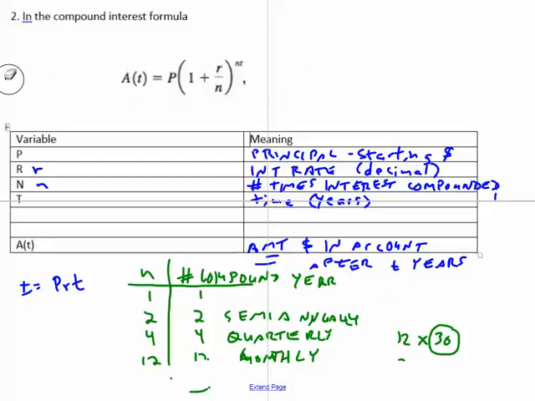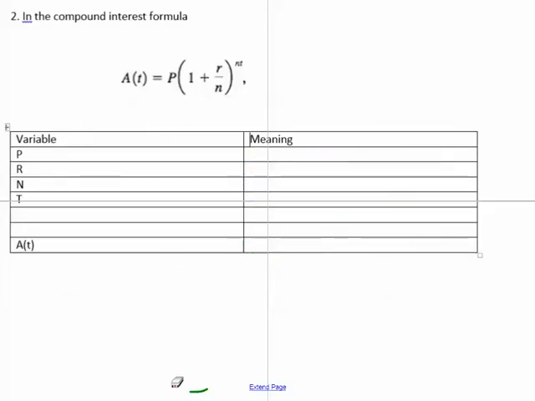P is principal, R is interest rate in decimal form, N is the number of times we compound the interest, T is the time in years, and A of T is the amount in the account. But I'm going to erase that, and I'm going to say let's talk specifically about one situation that talks about annual percentage yield.